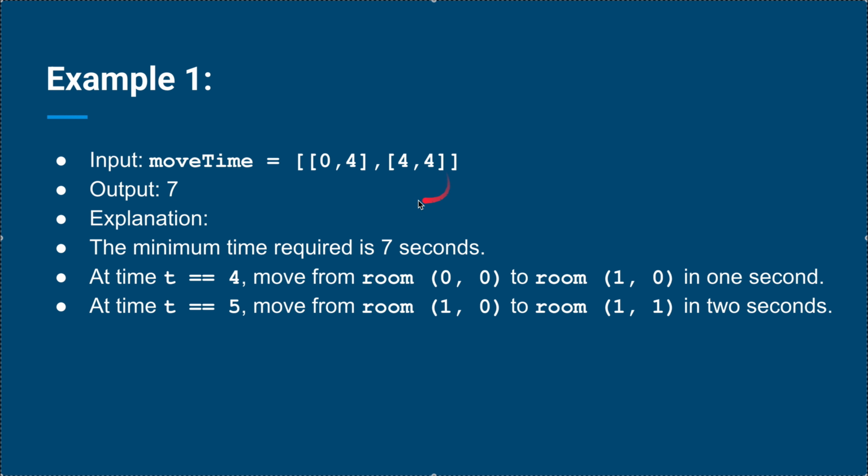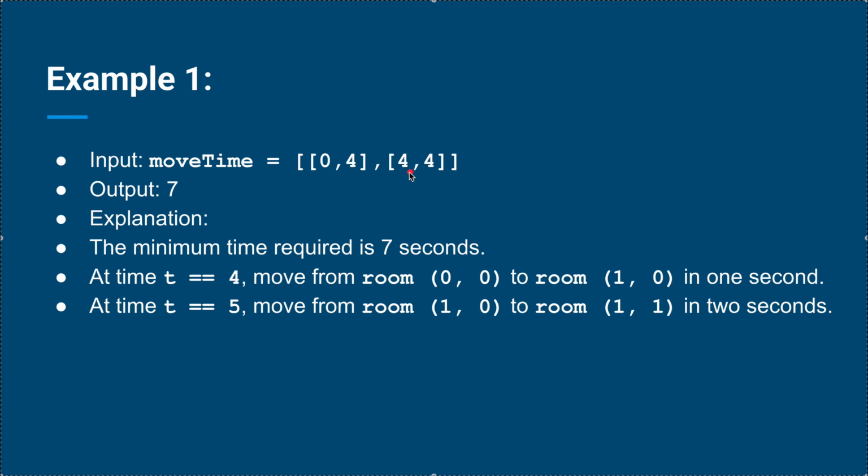So 0, 4, 4, 4 we have been given. The minimum time required is 7 seconds. So when we are at t equal to 4, we have to move from 00 to 10, right? From 00, this is 00, and if we come to the 4, it becomes 10. So from 00 to 10, how much time is taken? First from 00 it will come to this position, and then it will come here, so at t equal to 4 we have come from 00 to 10, or you can directly come here. So it will take t equal to 4.